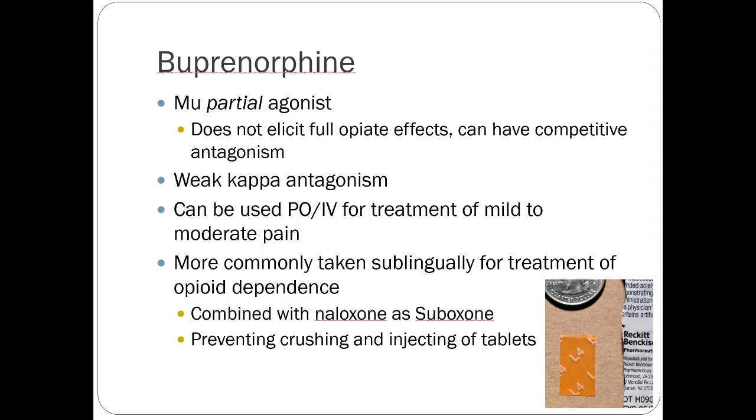Where it's used as an opioid-dependence drug is combined with naloxone, which we'll talk about here in a second, as a drug called Suboxone. Suboxone has a lot of advantages over methadone because you can get it at a regular pharmacy, it doesn't require weird prescribing restrictions, and there are a lot of other nice advantages to Suboxone. Just the stigma alone is greatly reduced.